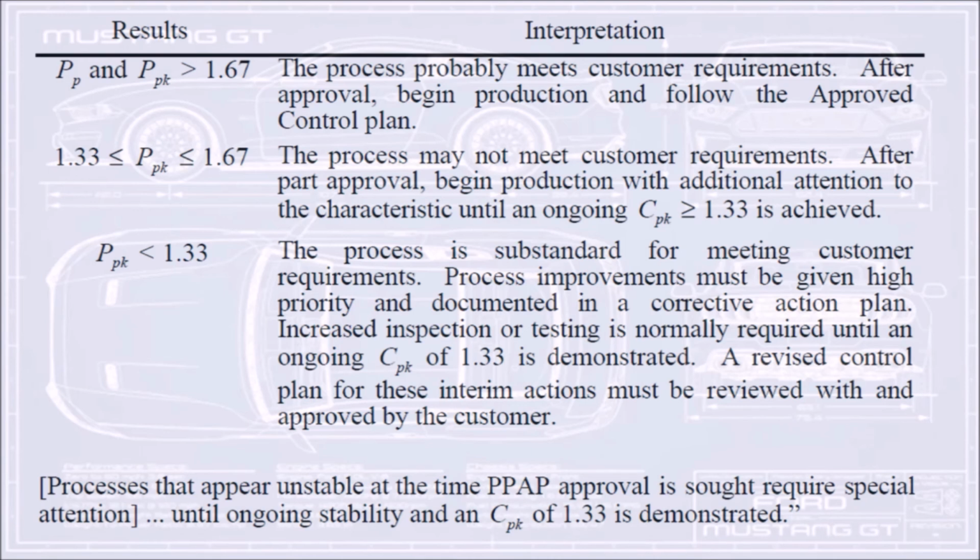The process is substandard for meeting customer requirements. Process improvements must be given high priority and documented in a corrective action plan. Increased inspection or testing is normally required until an ongoing CPK of 1.33 is demonstrated. A revised control plan for these interim actions must be reviewed with and approved by the customer. Processes that appear unstable at the time PPAP approval is sought require special attention until ongoing stability and CPK of 1.33 is demonstrated.